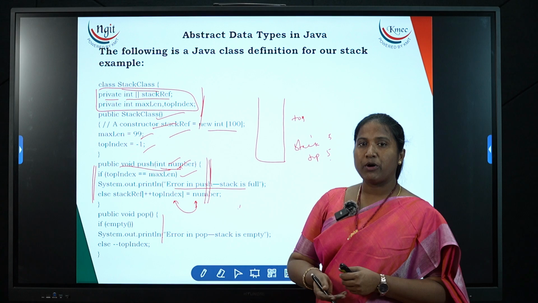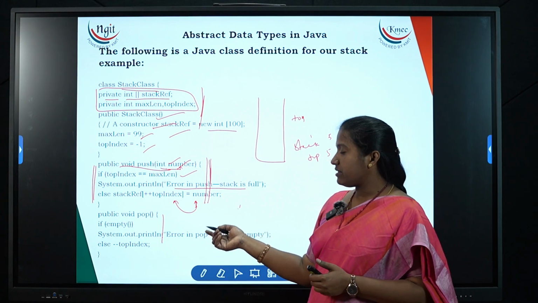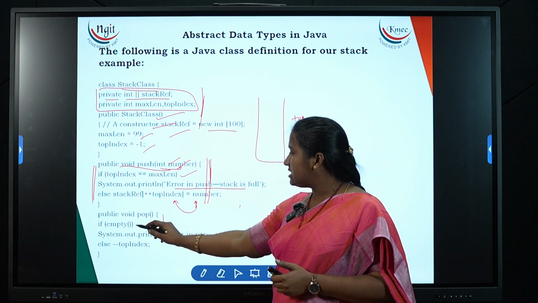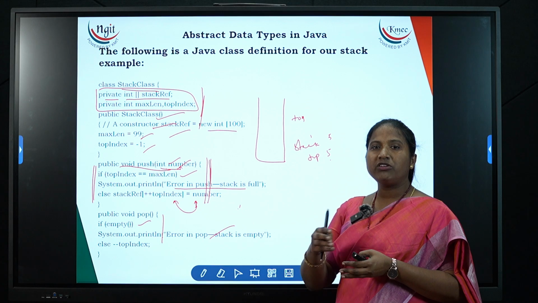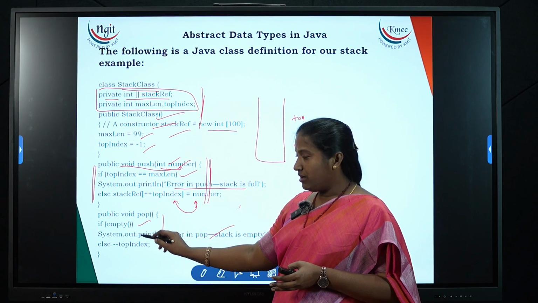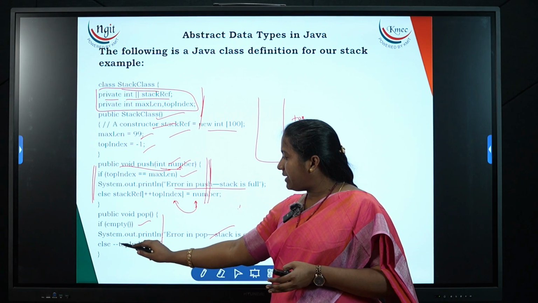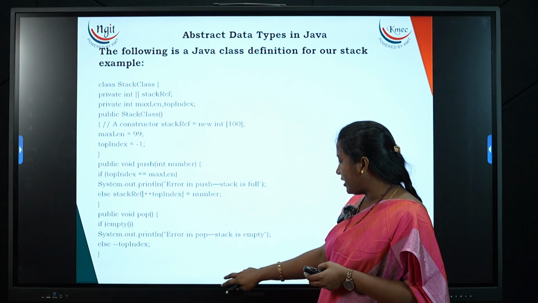The other operation is pop. As far as pop is concerned, we take a condition here. When it is empty, we cannot pop the element. Already it is empty, you cannot delete any element from the stack. So when it is not empty, I am deleting the element by decreasing the top index. So right, these are the push and pop operations.